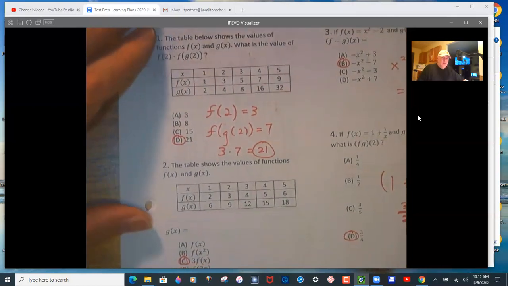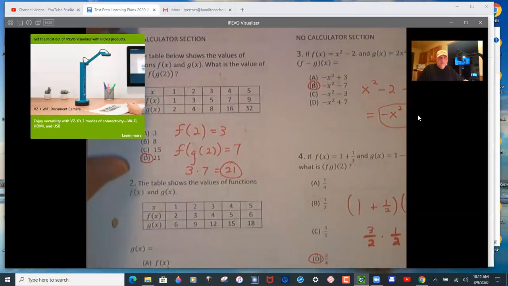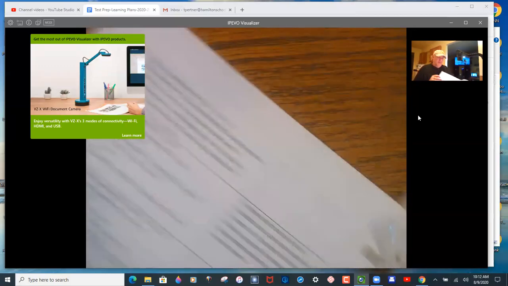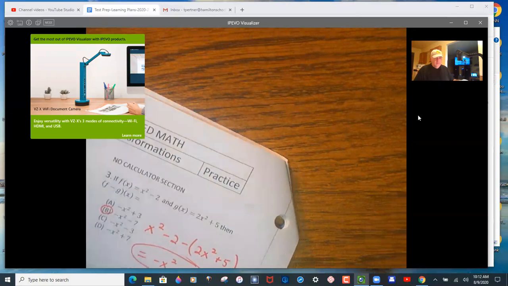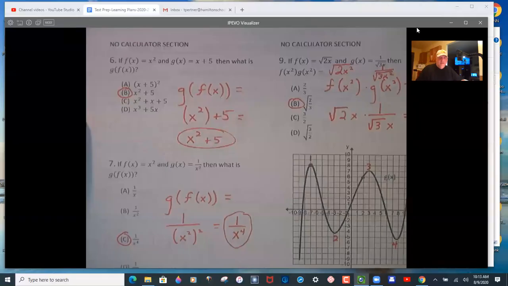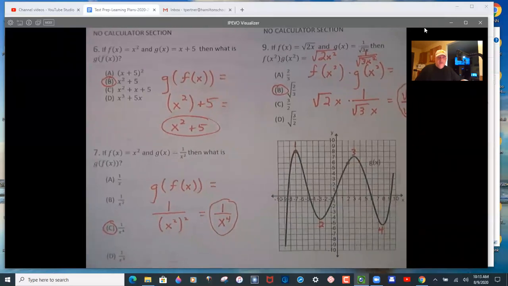Okay, more table questions on this. Why am I repeating myself here is the question. It looks like I just had an extra page of the same thing in there.